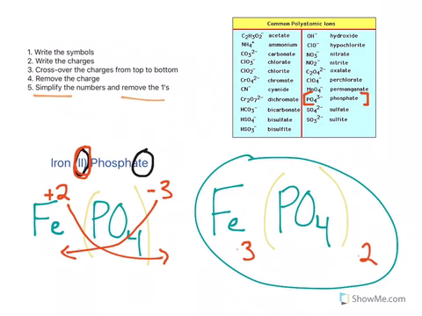And remember, guys, what these subscripts are telling us is that I have 3 iron atoms and 2 phosphate groups in this overall compound. That's what that number is telling us.